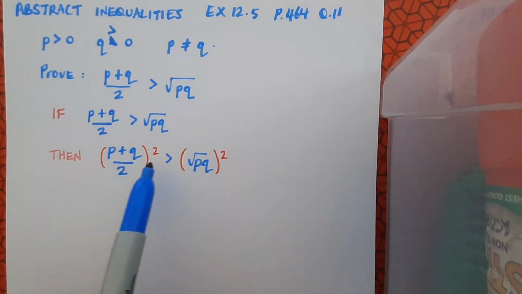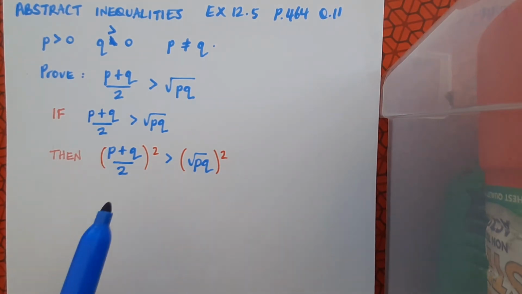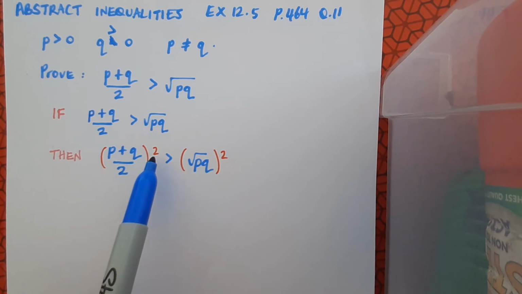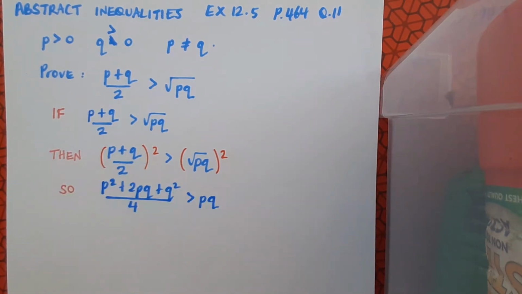And now I'll just go ahead and do a little bit of tidying up with this. Just remember that when I'm squaring out a bracket like this, the power is distributive over division, which means that I must square the top and I must square the bottom. And just be careful that you square the top properly. So I end up with (p² + 2pq + q²)/4 is greater than pq. And then I'll bring the 4 across and multiply.